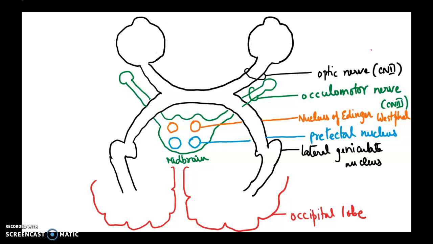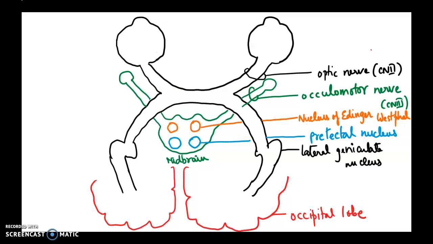And if you look into the midbrain, you see two nuclei, one in blue, one in orange. The blue nuclei are called pretectal nuclei, singular nucleus, and the orange nuclei are called nuclei of Edinger-Westphal. Again, singular nucleus, plural nuclei. So in the midbrain we see pretectal nuclei and nuclei of Edinger-Westphal.